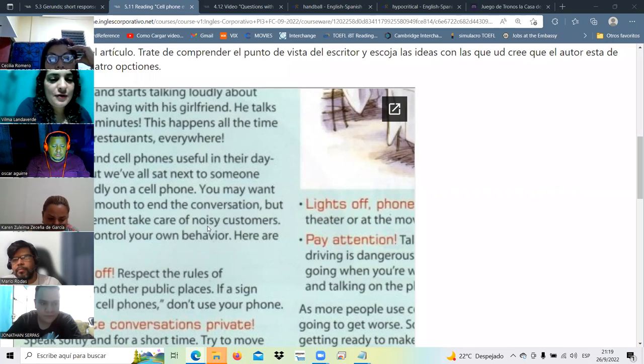Here are a few rules. Okay, remember this R. Here are. Let's join that pronunciation. Everybody, here are a few rules.